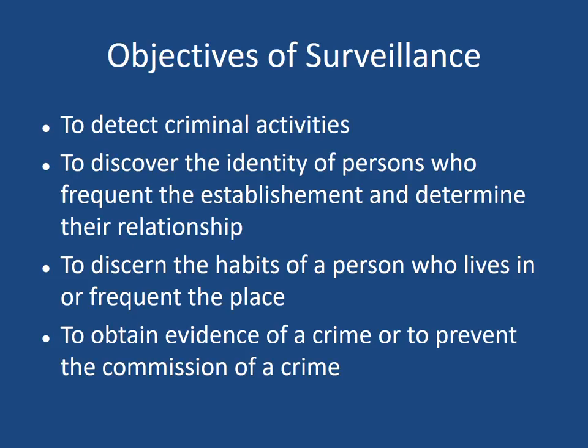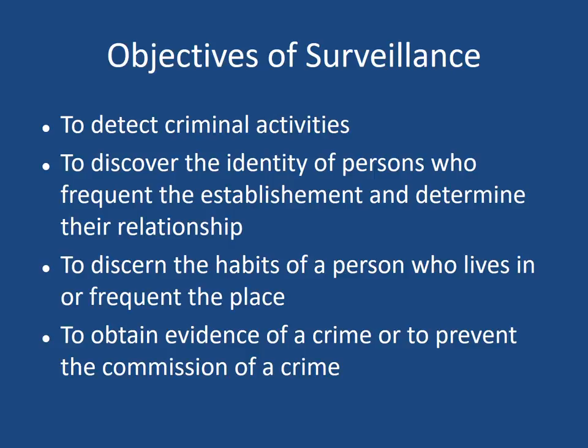The objectives of surveillance are to detect criminal activities, discover the identity of persons who frequent establishments, and determine their relationships. For example, there may be a restaurant where the criminals will meet. Well, there are going to be people there who are legitimate customers who are there to purchase their food, eat, and leave. There are going to be others who are coming there for the meetings. You want to determine who these people are and discern the habits of a person who lives in or frequents a certain place.